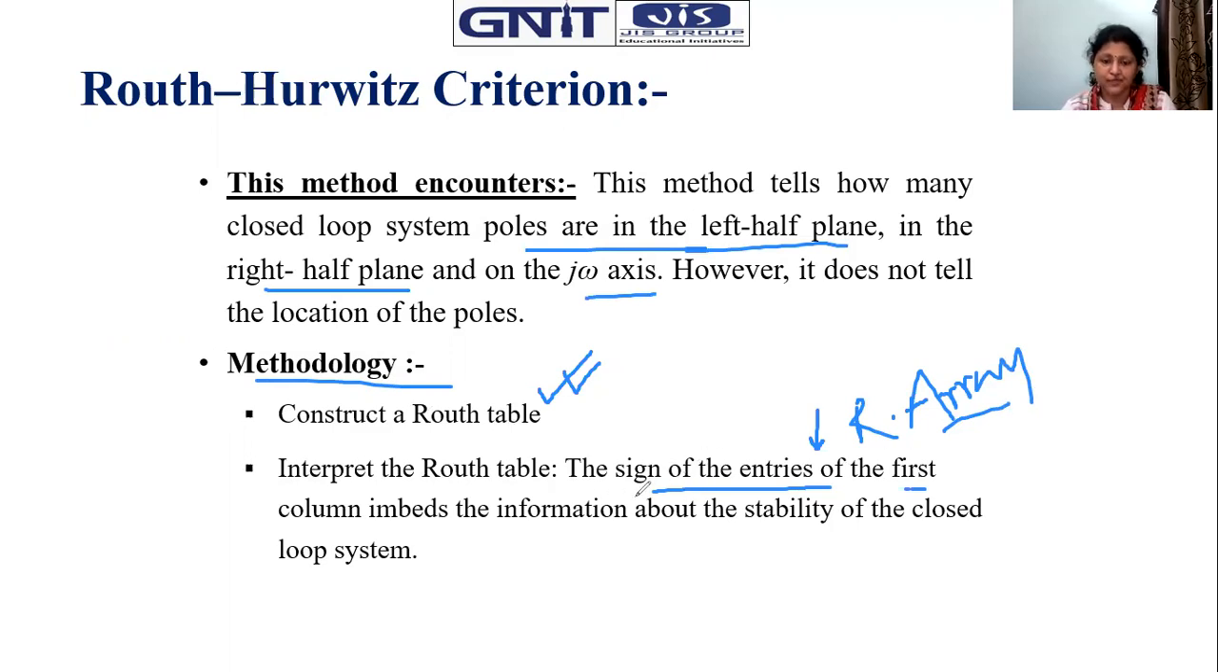So what should be our observation? The sign of entries of the first column gives the information about the stability of the closed-loop system. That means, is it right half, left half, or on the imaginary axis? That may be observed through the Routh array. Okay, let's see how it will be observed.